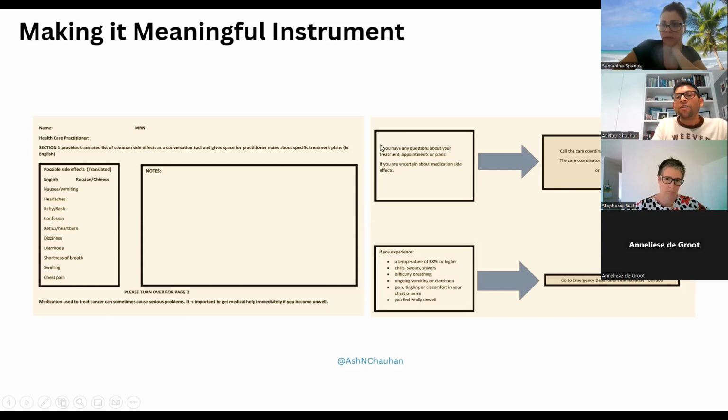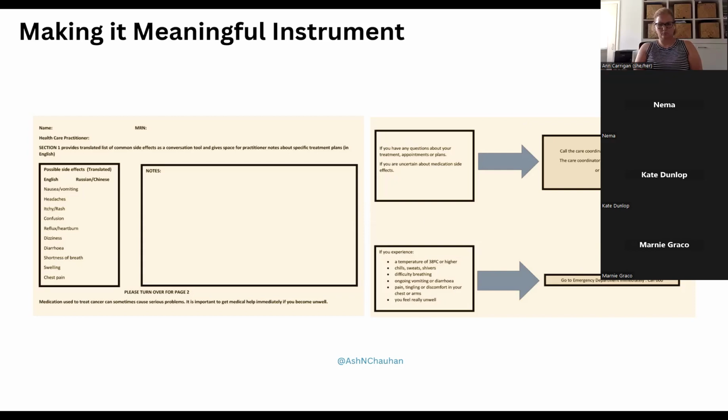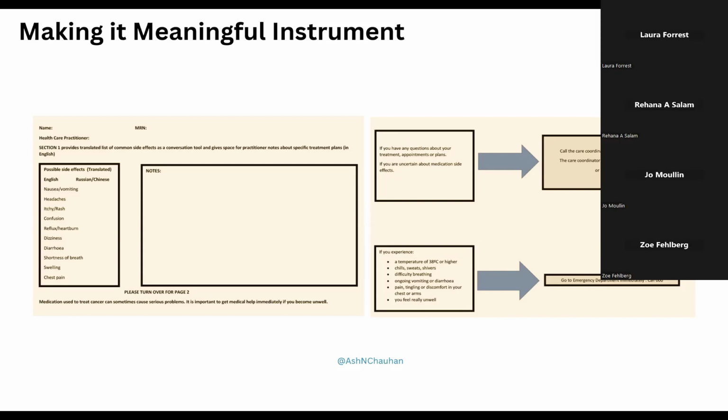communication. There were two things from the previous form that I showed you that were highlighted, so there are two different mechanisms around who to contact. If they experience these symptoms, then they need to contact emergency. They don't need to contact the care coordinator for these symptoms. But if they have any questions about treatment appointments or plans, then this is the specific person at their care service who can be contacted on this phone number.